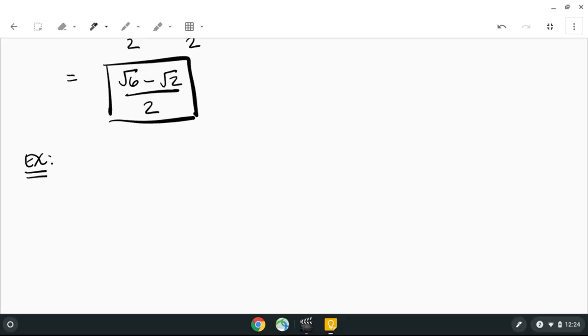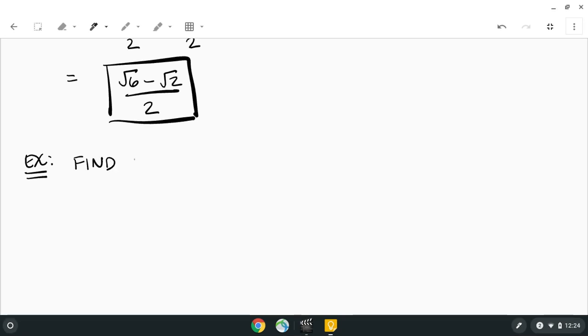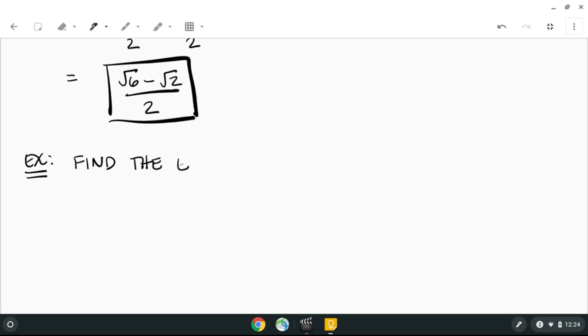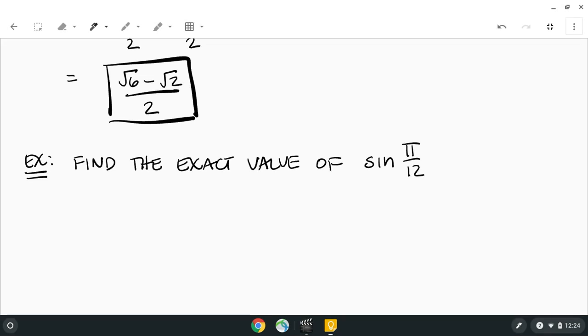Maybe this one will be a little bit easier for you because you've been working with radians. Okay, so find the exact value of sine of pi over 12. Okay, so we don't have pi over 12 memorized, right?